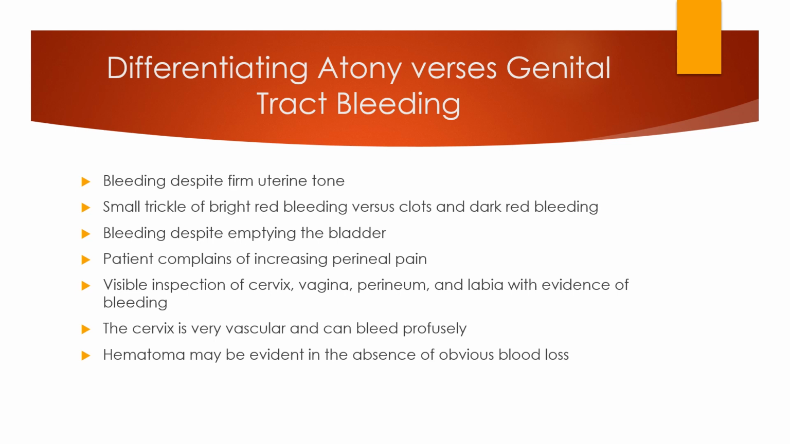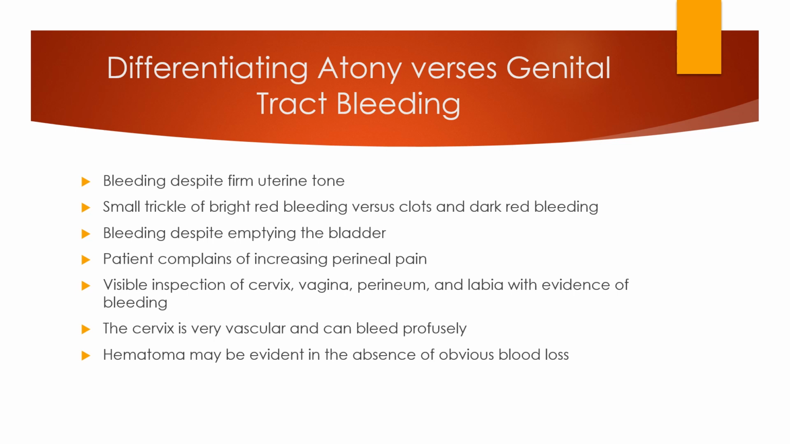Okay, so how do we know it's atony versus genital tract bleeding? Your first clue is you have a firm fundus. If you're massaging the uterus and it's like a softball, like a rock, you're not having uterine atony, so you know that. Also, you're going to continue to see a small trickle of blood coming out, like a little stream. Usually the bleeding is much more bright red versus clots and dark red bleeding that you'll see with uterine atony. They will bleed despite emptying the bladder.